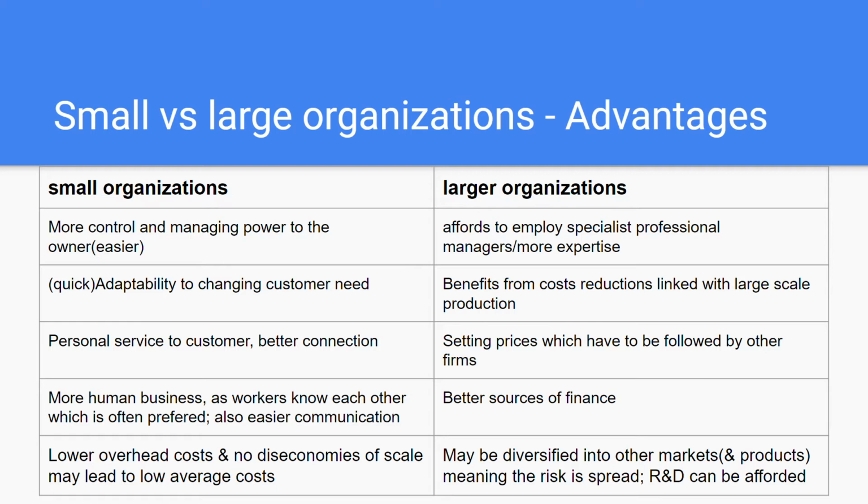This is also linked to the economies of scale, financial economies, because banks would rather give a loan to a bigger organization as it seems less risky. And the last advantage would be that larger organizations tend to be more diversified into other markets and they have other products. And this means that the risk is more spread. Also, another thing is that they can probably afford more R&D because they have more capital.